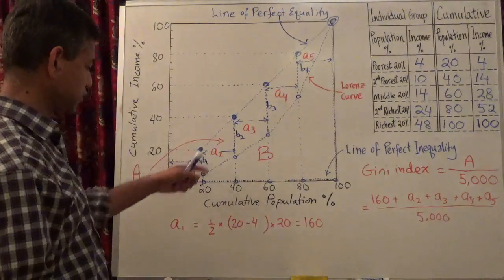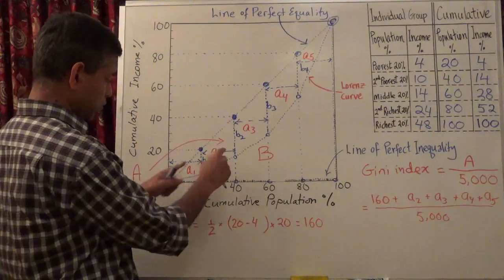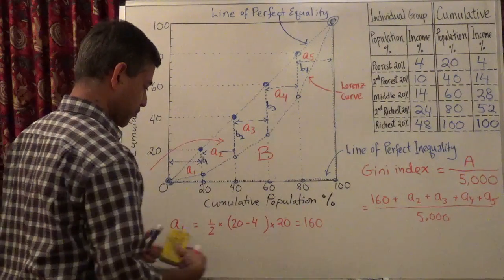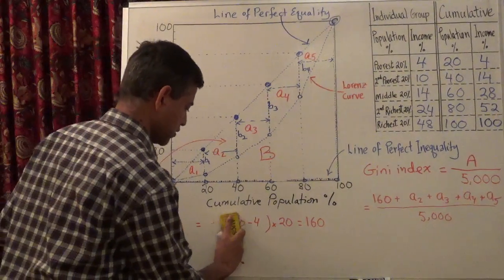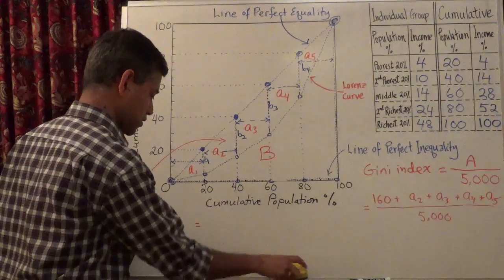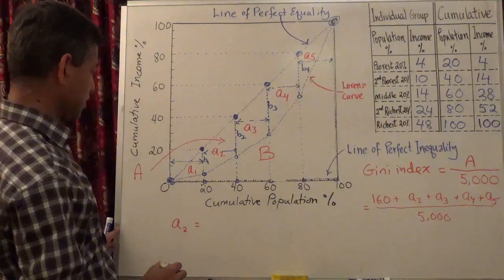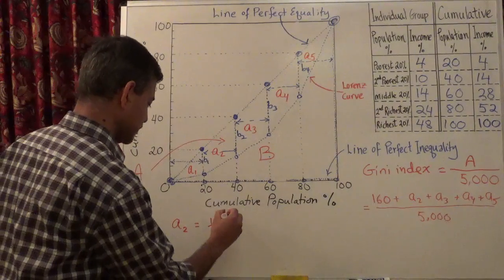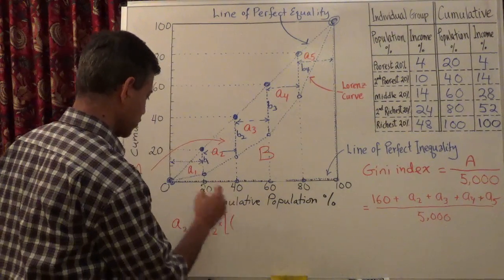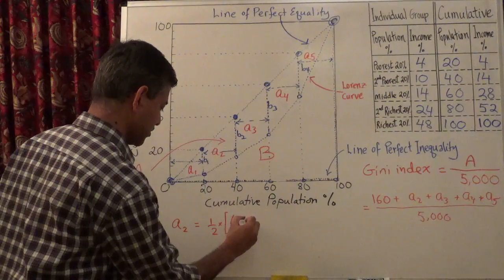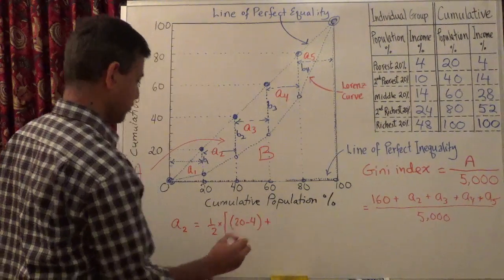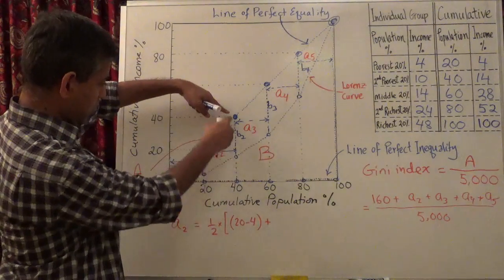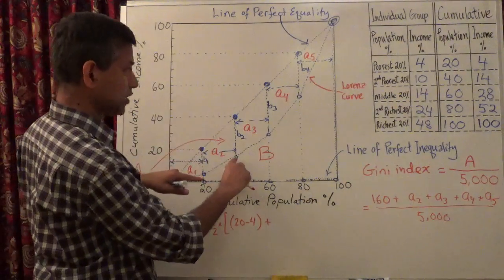Then let's proceed to A2. A2 is the area of this trapezoid with these two bases and this height, the height being 20. So area A2 is 1/2 times the sum of the two bases. One base is B1, that's 20 minus 4. The other base is B2, that's 40 minus 14.